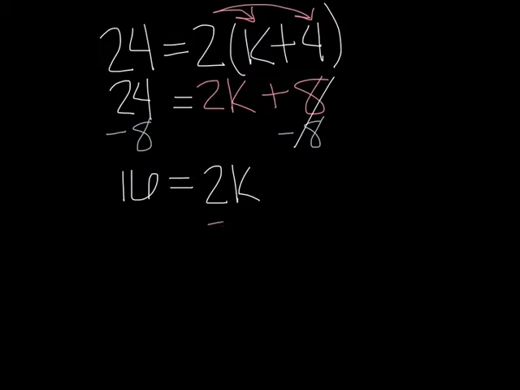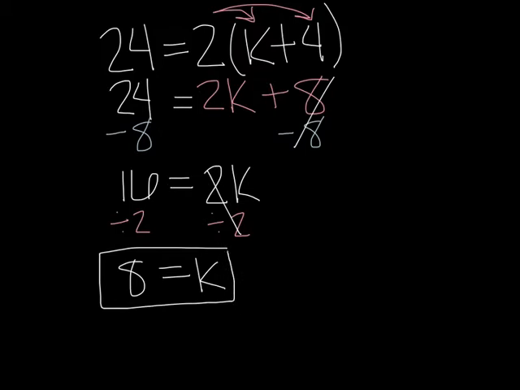So let's divide both sides by that coefficient. 16 divided by 2 is 8. 2 divided by 2 is 1, and 1 times k is k. So we see that our k value is 8. We could leave our answer in this form, 8 equals k, or if you felt better about it, you could rewrite as k equals 8.